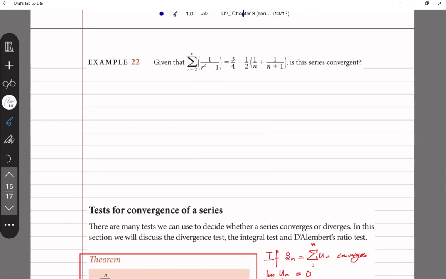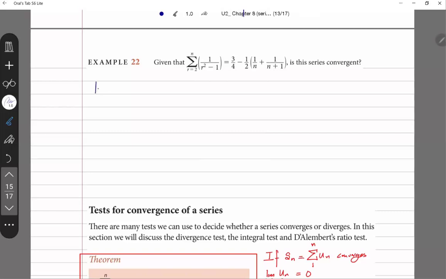So this is the sum of the first n terms, the first term being when r is equal to 2, and it is given by this formula. We're being asked, is the series convergent? To find out if the series is convergent, we need to find the limit as n approaches infinity of the sum of the series.